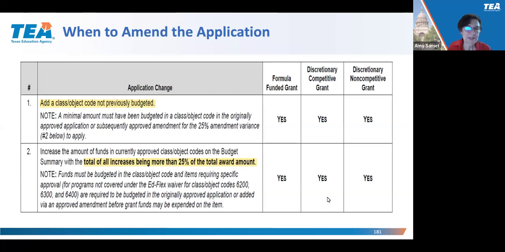And now on number 2, we will address that 25% variance. If you want to increase the amount of funds in currently approved class object codes on the budget summary with the total of all increases being more than 25% of the total award amount, then you will need to amend. And this is one that's a bit misunderstood because it is cumulative. If it's a total of more than 25% of the total award. So if your award is $100,000 and you're planning on moving more than $25,000 around, yes, you will need to amend. Next slide, please.